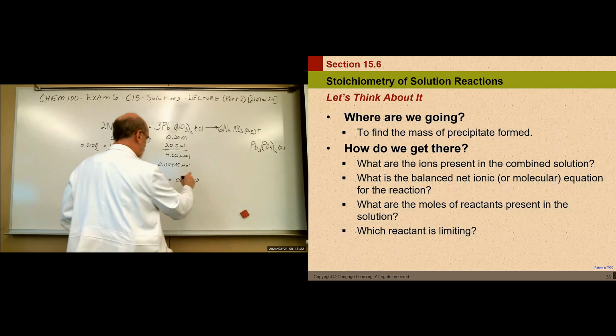Then we want to convert this one, which is lead-2 nitrate, to lead-2 phosphate. And the coefficient is 1 to 3. So 1/3 of 0.004. Let me get my calculator.